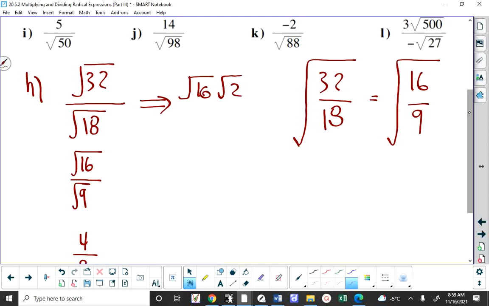So I'm doing this because 16 is a perfect square. And 18 is 9 times 2, so root 18 is root 9 times root 2. The square root of 16 is 4. The square root of 9 is 3. And root 2 over root 2 cancels. So, and this is always the case.